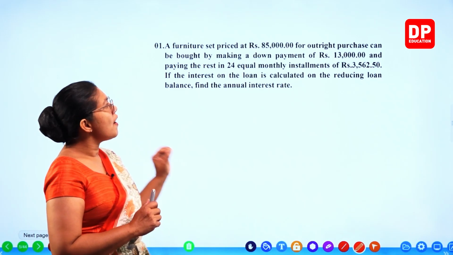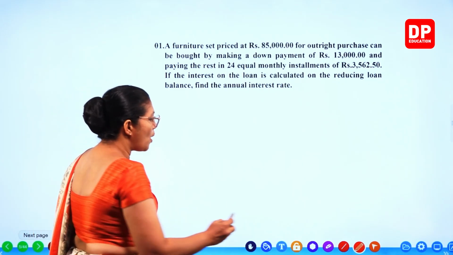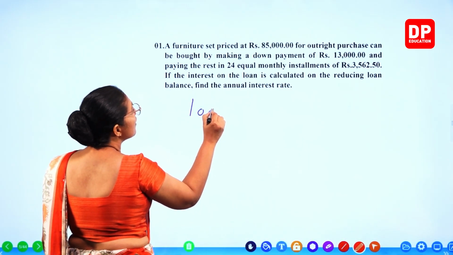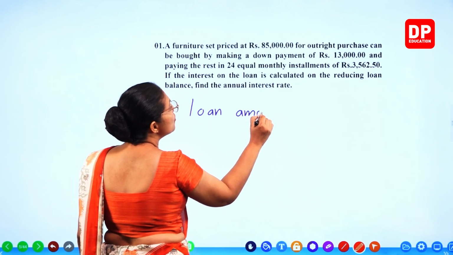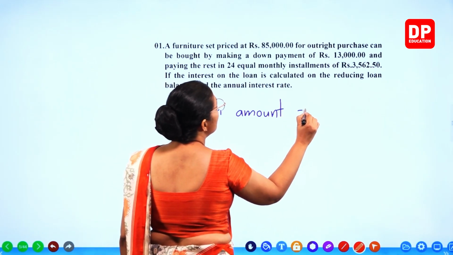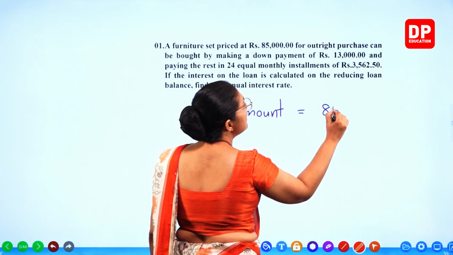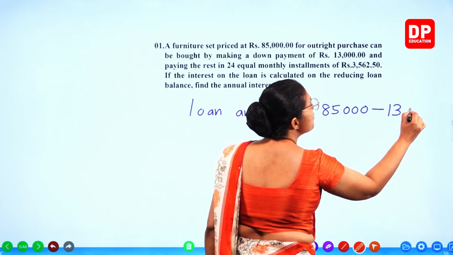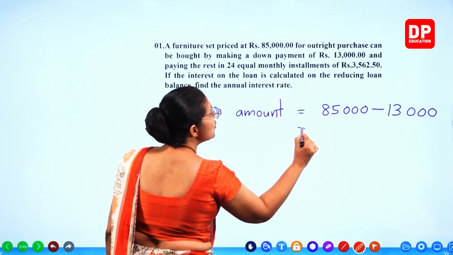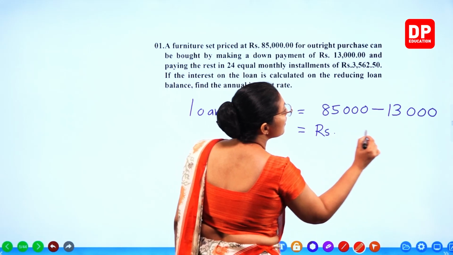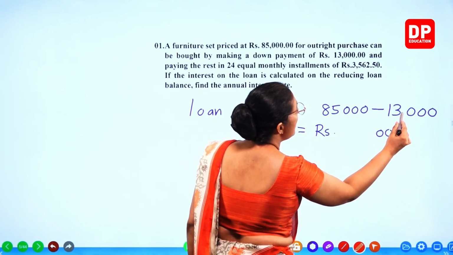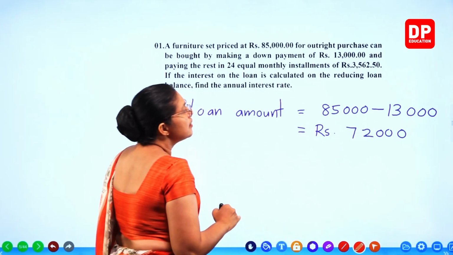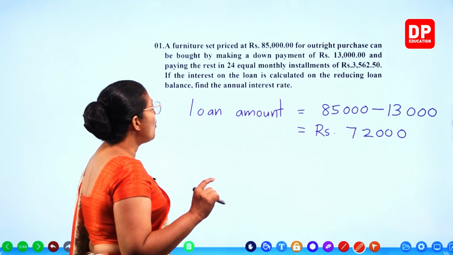First you have to find out the loan amount. So what is the loan amount? The loan amount is equal to 85,000, which is the total, minus the down payment of 13,000. So you have to subtract that amount. What do you get? You get 3 zeros and then 5 minus 3, 2, 8 minus 1, 7. So 72,000 is the loan amount.